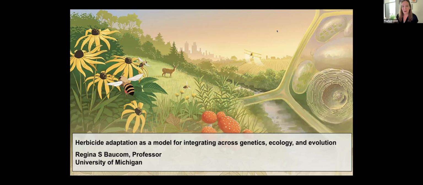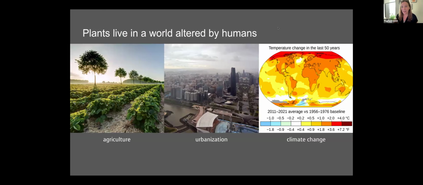And so first, I want to start by just noting that plants live in a world that's dramatically altered by humans. There are many different ways in which humans have been altering the world. So whether it's the selective regimes from agriculture, or urbanization, or global climate change, plants are being exposed to really strong regimes of selection and having to either adapt to this selection, respond in a plastic manner, or else move their populations. And the focus of my lab for a while now has been on plants adapting to the agroecosystem.